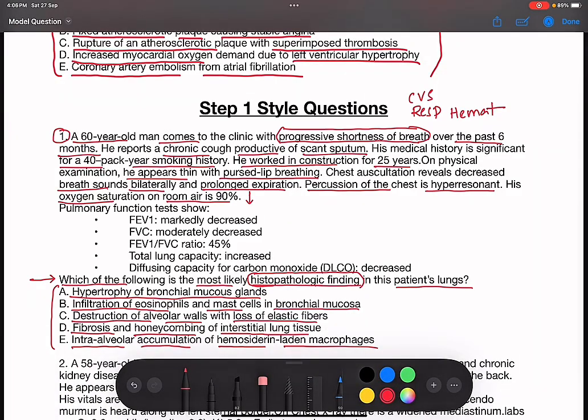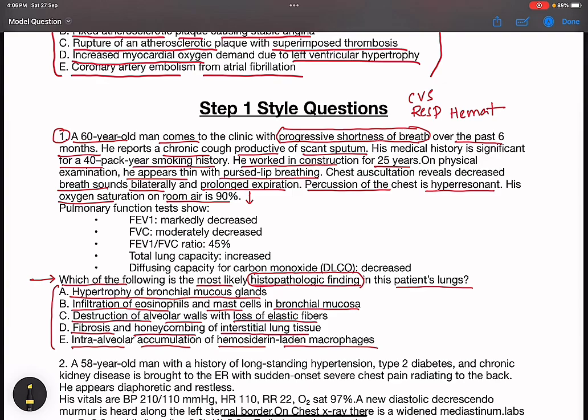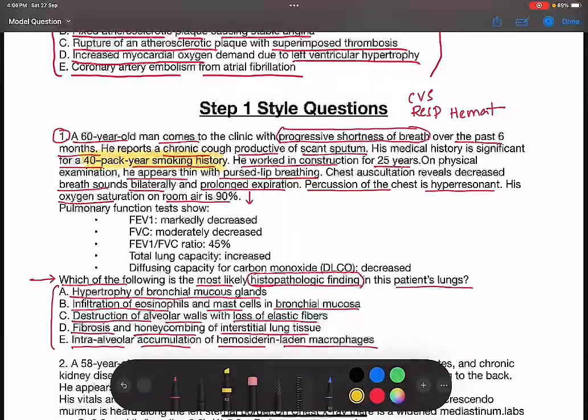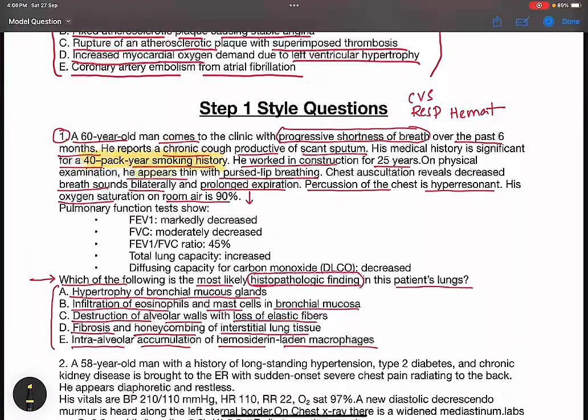The buzzwords, or the key things to look for in this question, are his smoking history. Then he appears thin with pursed lip breathing. This is another buzzword. Then this patient has prolonged expiration and decreased breath sounds bilaterally. On percussion of the chest, we have hyperresonant sounds and decreased oxygen saturation. The PFT shows FEV1 is markedly decreased, FVC is moderately decreased, FEV1 by FVC ratio is decreased again, total lung capacity is increased, and diffusing capacity for carbon monoxide is also decreased.